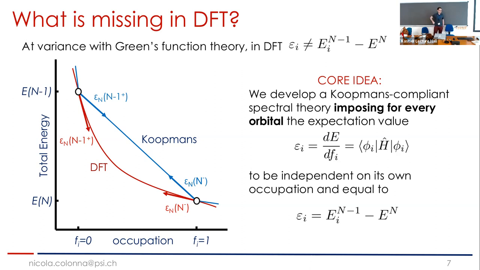The reason why this is missing in density functional theory is that the energy has a spurious, almost quadratic behavior on the occupation of the orbital. If you remember Janak's theorem, the eigenvalue is nothing but the derivative of the energy with respect to the occupation number. So in this cartoon, the eigenvalue is the tangent to the red curve that represents a typical local or semi-local density functional. Now you see that this arrow, the derivative, doesn't point toward the energy of a system with N minus one electron. So the basic idea is to revert this spurious quadratic behavior into what we call Koopmans-compliant behavior, this blue line here. If you're able to do that, then the eigenvalue, the derivative, will correctly give you the total energy difference between the neutral system and the system with plus or minus one electron.